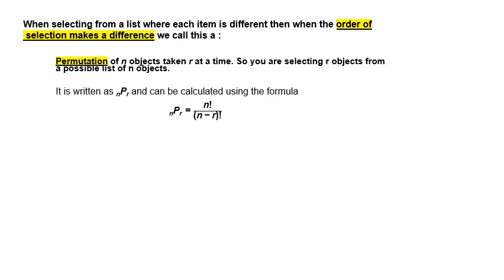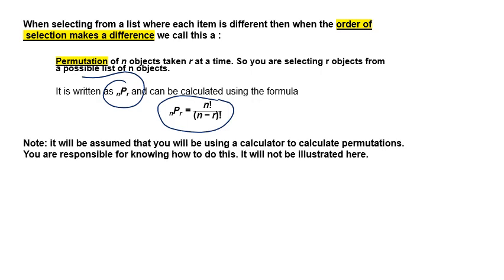You express a permutation with this notation right here. And it can be calculated by using this formula given here, but it will be assumed that you will be using a calculator to calculate permutations. You are responsible for knowing how to do this. It will not be illustrated here. In other words, I will not be referring to the formula. I will simply tell you to get your calculator out, understand how to work with the permutation function on your calculator.